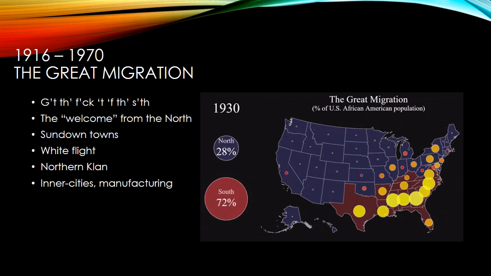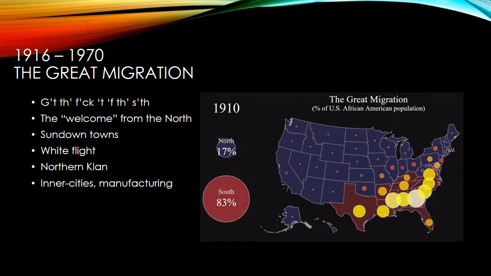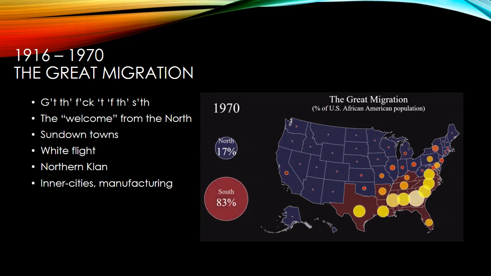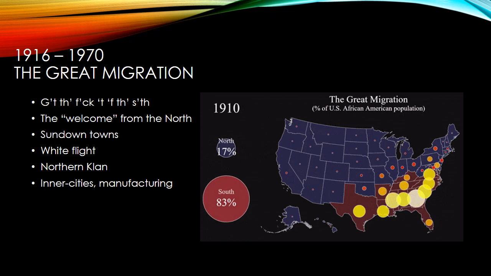Okay, so what happens? During the Nadir, this situation has been created, as I said, where terrorism has basically taken control of the government in the South. Well, what do African Americans do? They get out of the South in huge numbers. So we can see in the chart here that in 1910, 83% of African Americans lived in the South. And then as the 20th century goes on, by 1970, 60% of African Americans are living in the North.